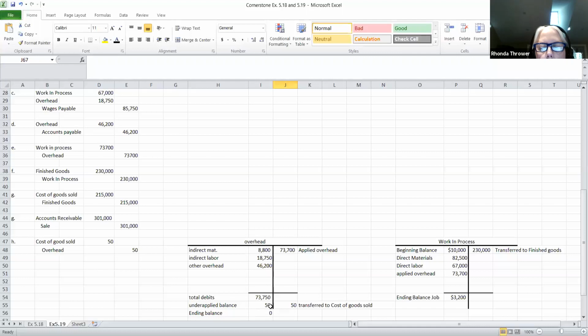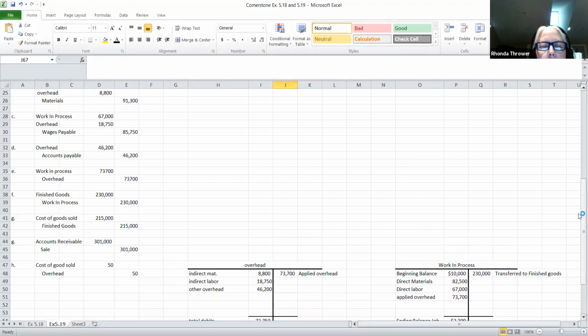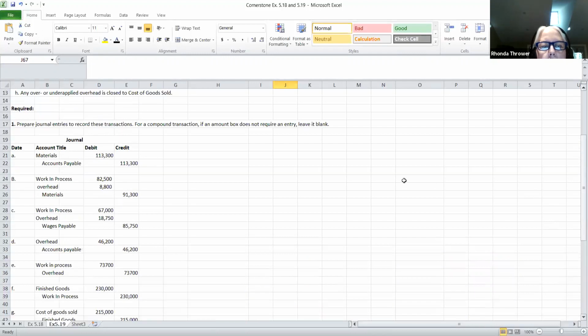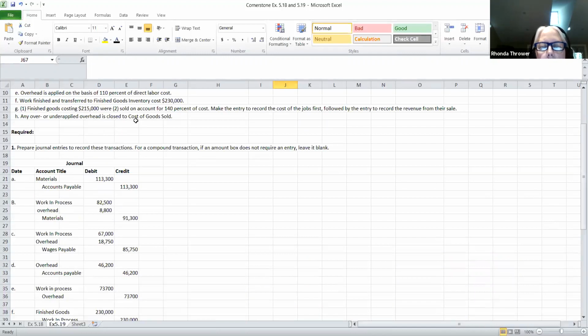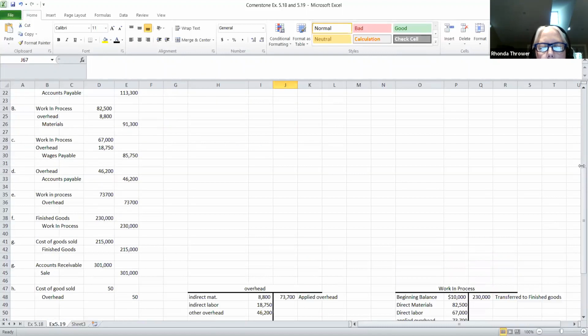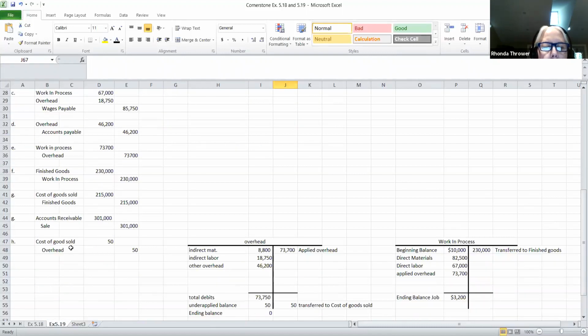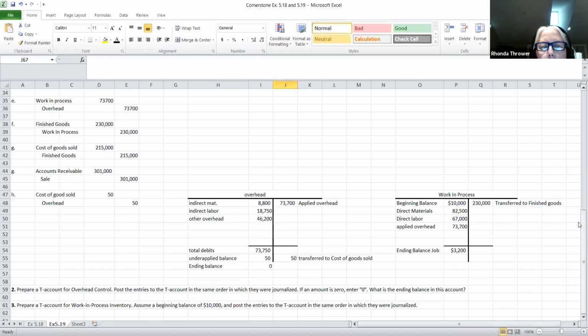Because we had underapplied overhead at the end of this period, and the journal entry tells us that we want to close it to cost of goods sold, this $50 is the amount that I want to debit to my cost of goods sold account and credit to my overhead account to get rid of this overhead balance. So I had to credit it here, and I ended up debiting it to my cost of goods sold account.